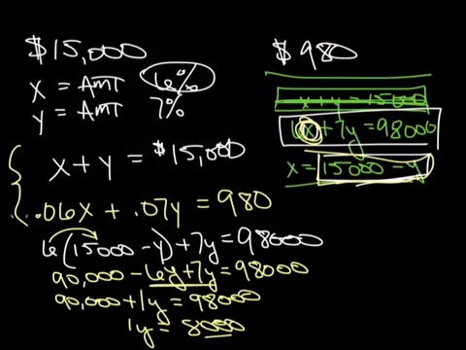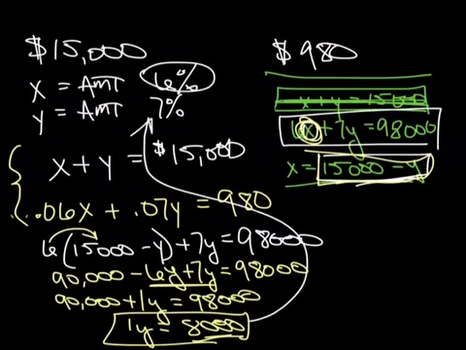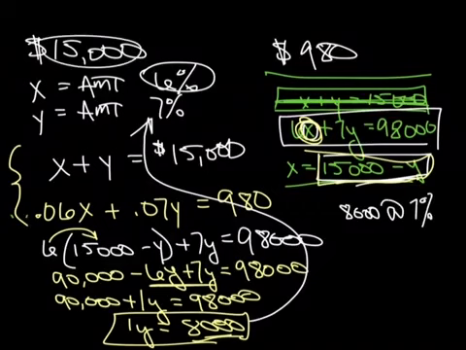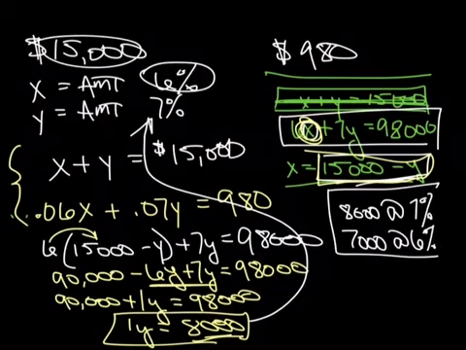8,000. So I invested $8,000 at, what did it say? 7%. So $8,000 at 7%, which means out of that $15,000 I have $7,000 left, so that must have been the amount I invested at 6%. And I'm done.